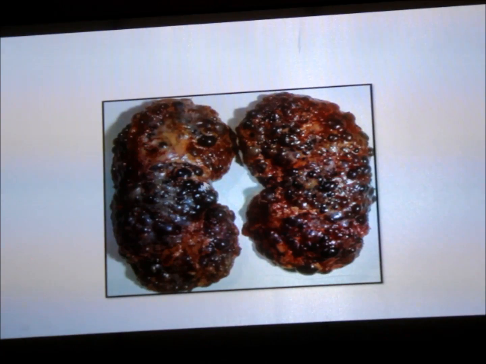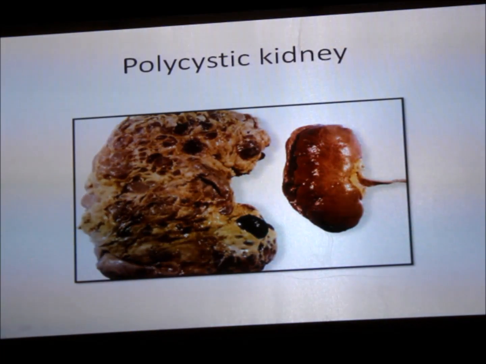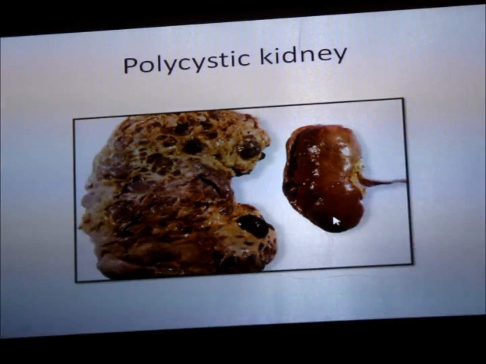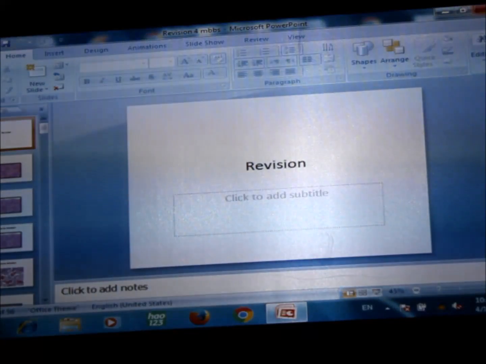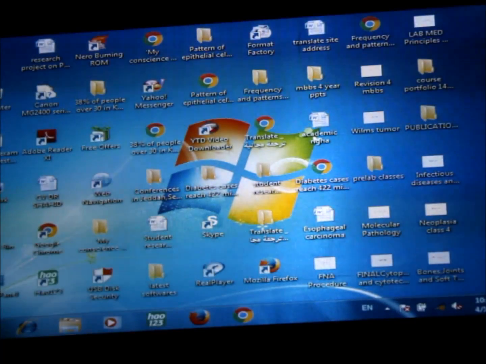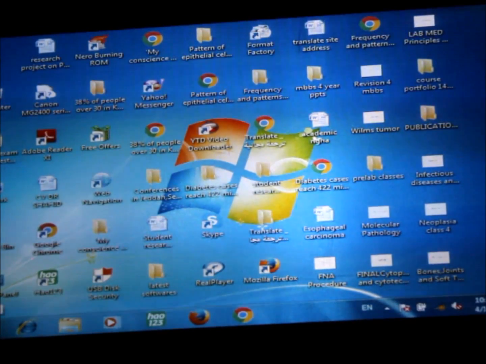So it is a genetic disease, an autosomal dominant or autosomal recessive disorder. The patient will have kidneys which are full of cysts. They have multiple cysts inside the kidney, like this. Polycystic kidney. So that's all about the revision.